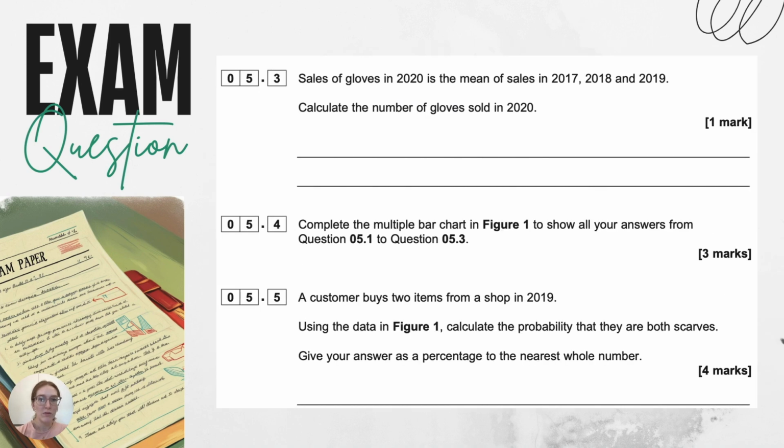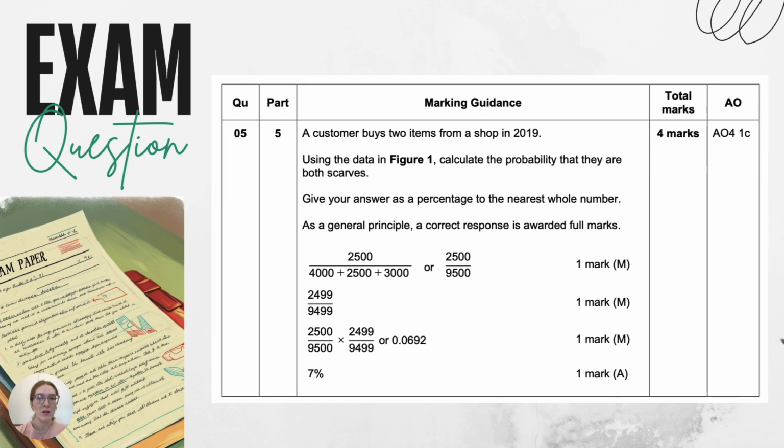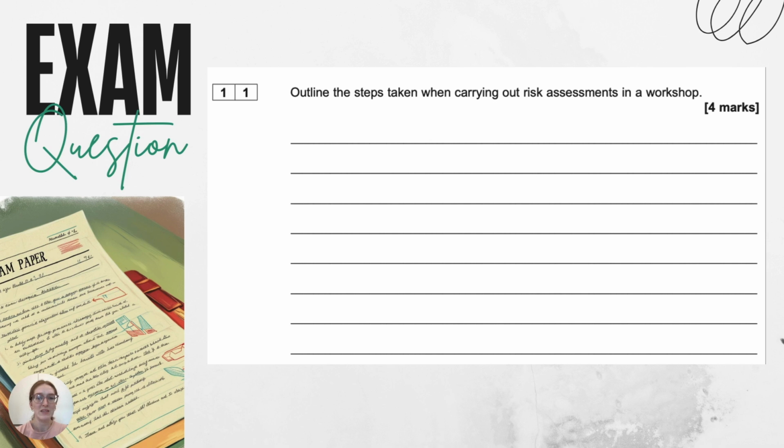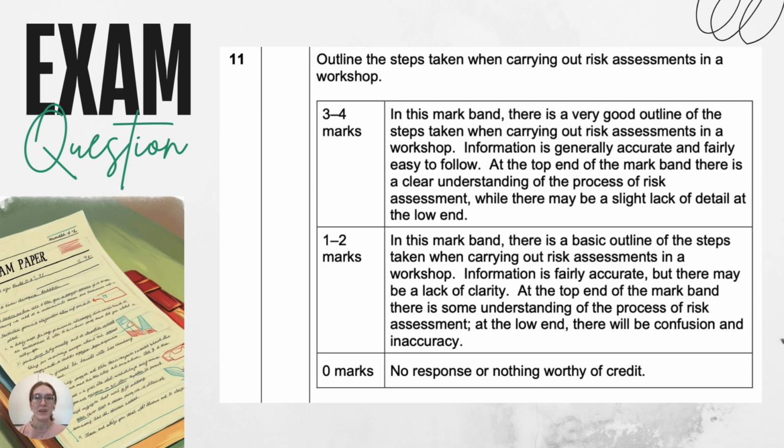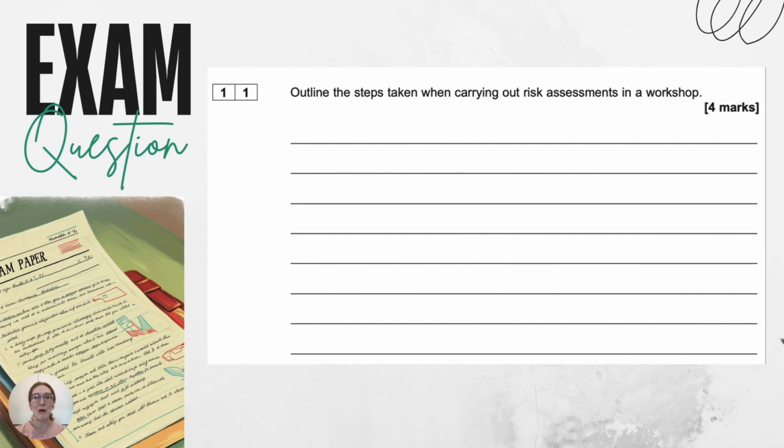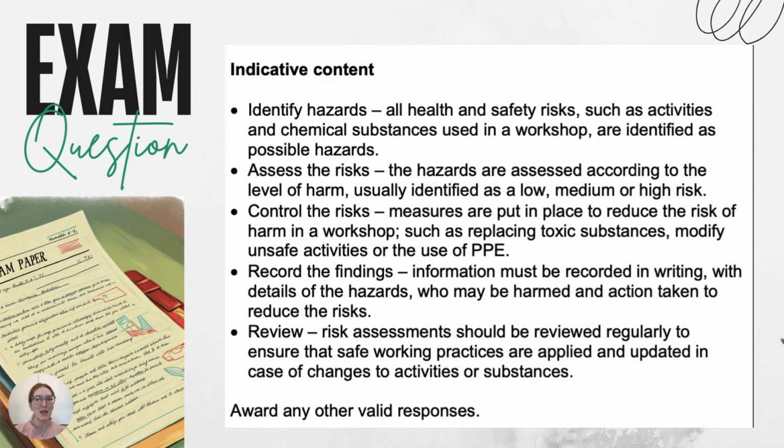And I think there was one more question on health and safety. Yes. Outline the steps taken when carrying out risk assessments in a workshop. So they wanted us to give a very good outline of the steps taken when carrying out risk assessments in a workshop. Information is generally accurate, is what they're looking for, fairly easy to follow. At the top end of the mark band, there is a clear understanding of the process of risk assessment. So this is purely: tell us what you know about risk assessment and the steps that you would take.